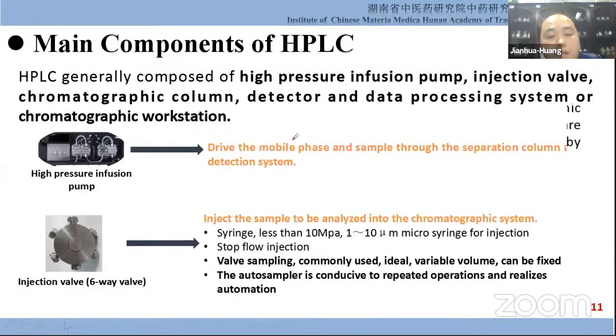The first one is the high pressure infusion pump. This is the high pressure infusion pump, which can drive the mobile phases and the samples through the separation column and also into the detector system. And here you can see the injection valve. Normally we call it a 6-way valve, and Dr. Shaki has shown how it works.